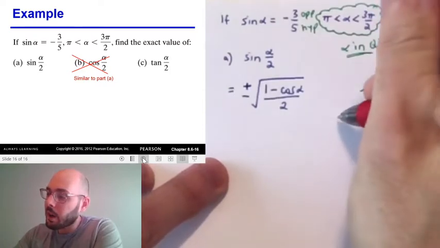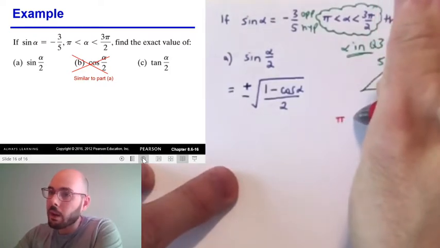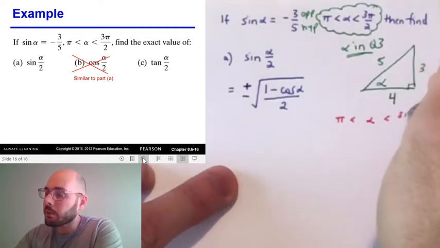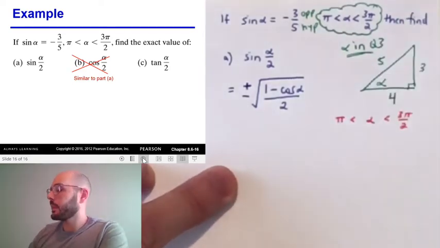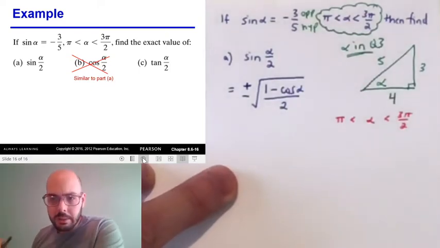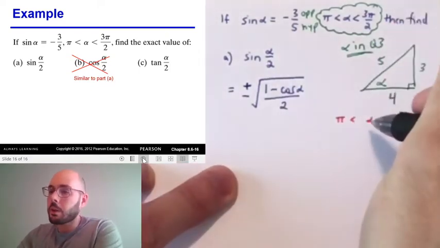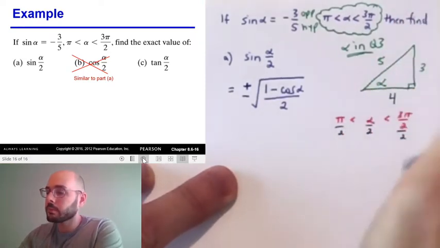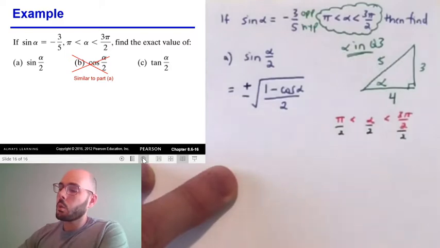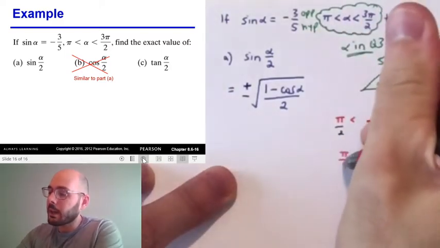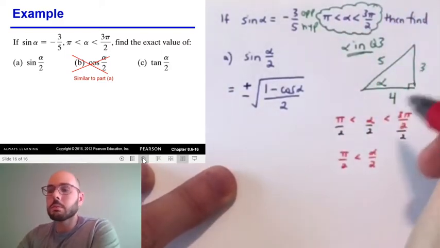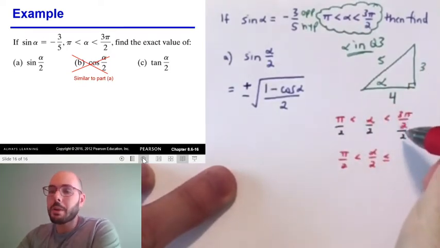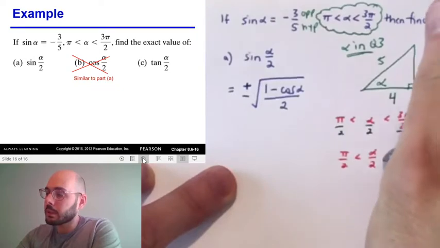So I'm going to write down our condition that we have for alpha, which is alpha is between pi and 3 pi over 2. So I want to know where alpha over 2 is, not just where alpha is. So if I want to find where alpha over 2 is, just divide everything by 2. When we do that, we see that alpha over 2 is between pi over 2 and this will be 3 pi over 4. Oops, 3 pi over 4.